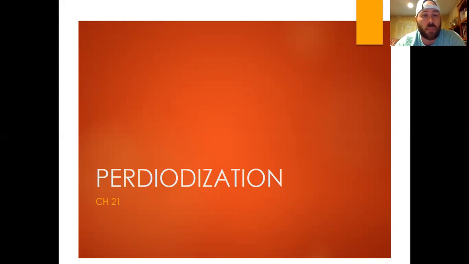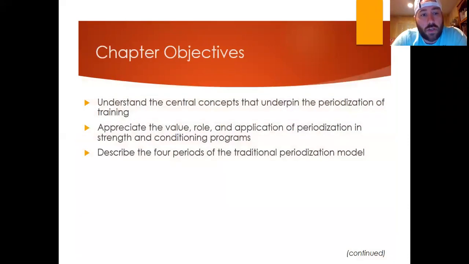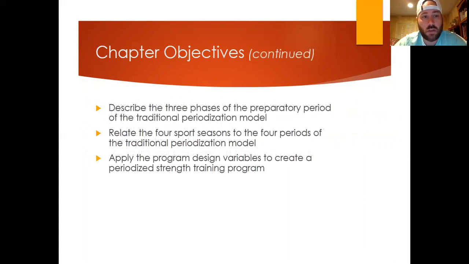of the semester. So what we're going to do is understand the central concepts that underpin the periodization of training, appreciate the value, role, and application of periodization, and describe the 4 periods of the traditional periodization model. Describe the 3 phases of the preparatory period of the traditional periodization model, relate the 4 sports seasons, and apply the program design variables to create a periodized strength training program.